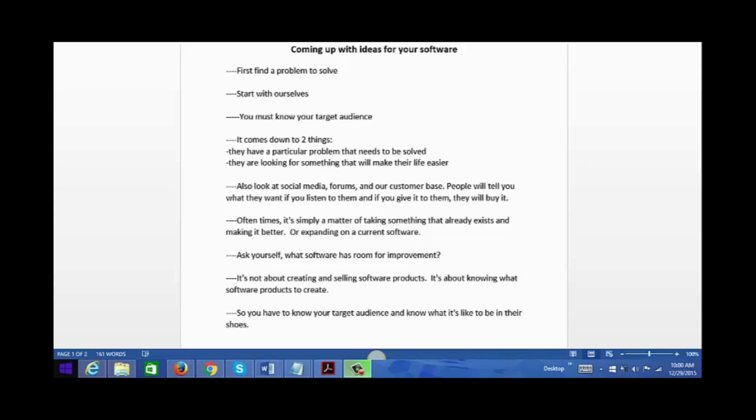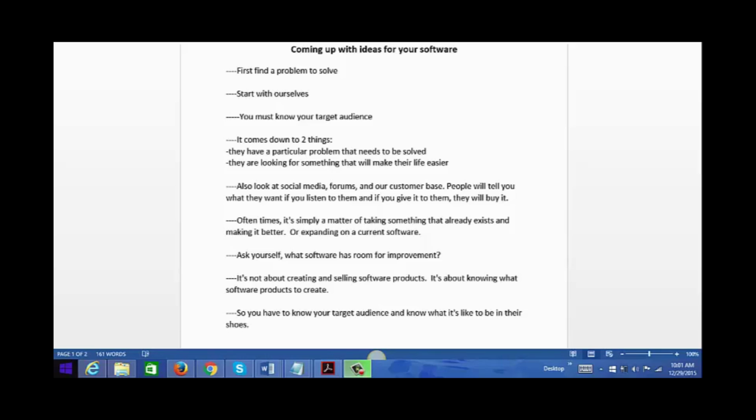Coming up with ideas for your software. Before you create a software product, you need to know what it's going to bring to the table. You need to know what problems it's going to solve, because that's what software tools do: they solve problems or potential problems. Okay, so first let's start with ourselves.